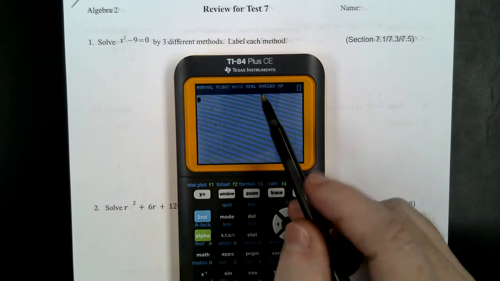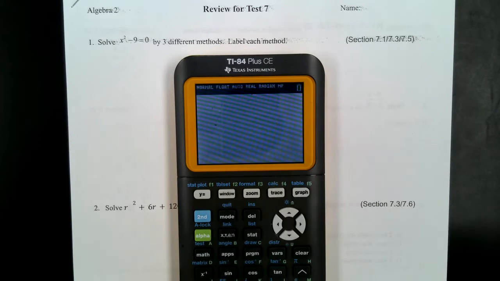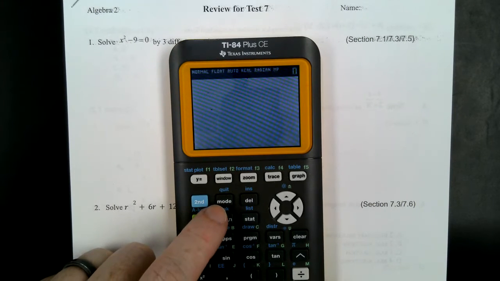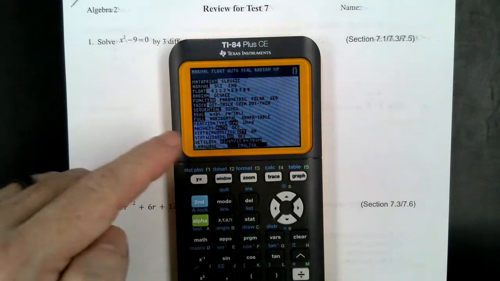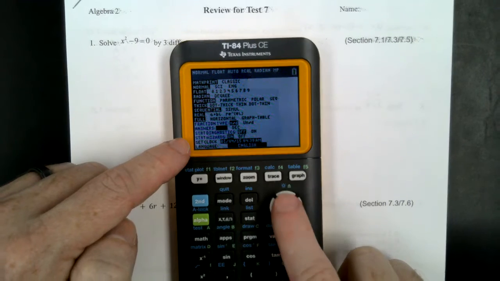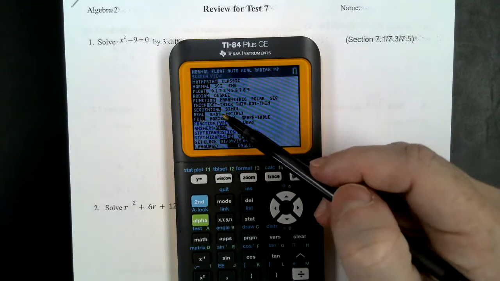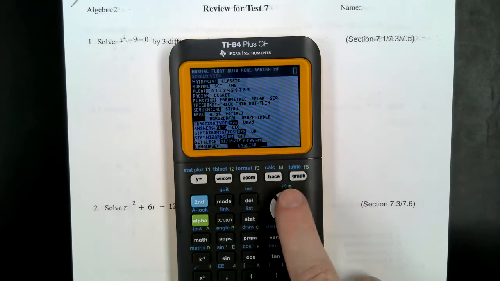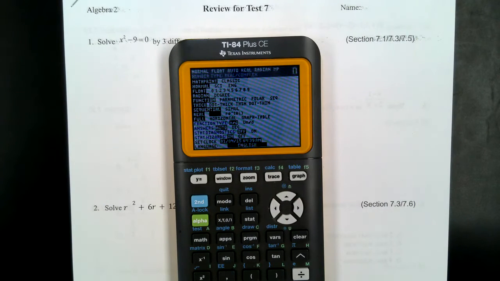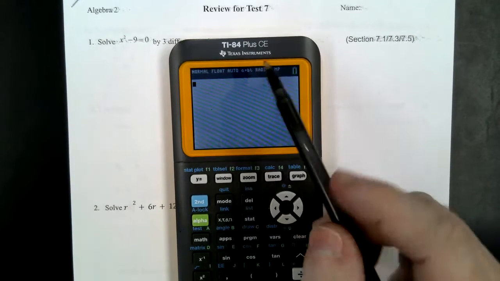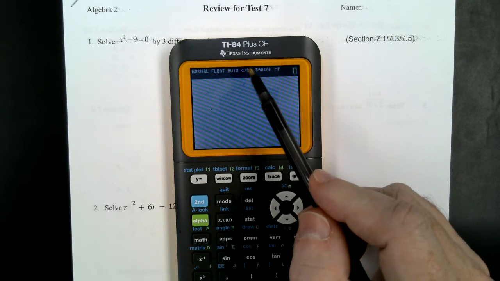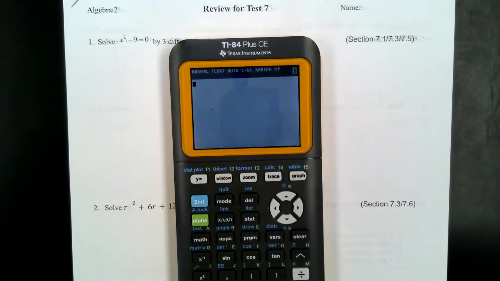Normally it's in real mode. I'm going to switch it to complex mode to handle a lot of these questions, the imaginary mode. What you're going to do is click on the mode button, and there's going to be a whole bunch of stuff here. You want to go down to where it shows A plus BI. That's imaginary mode. I'm going to go up and highlight it. See how it's blinking? I hit the enter button, and now it is selected, and then you can just clear out of this menu. Now you'll notice up here it says A plus BI. It allows us to use I in several of our calculations.